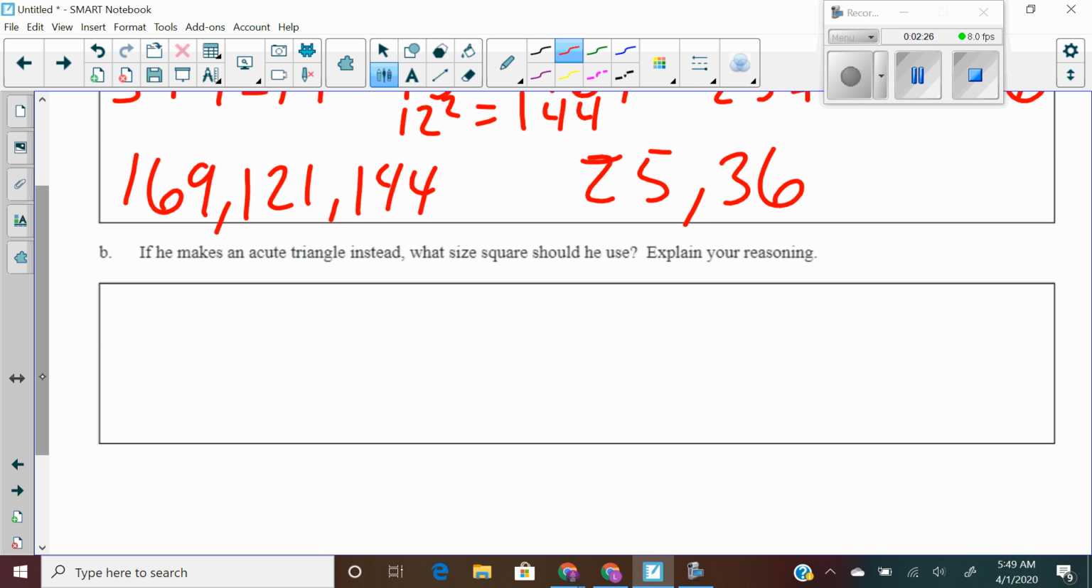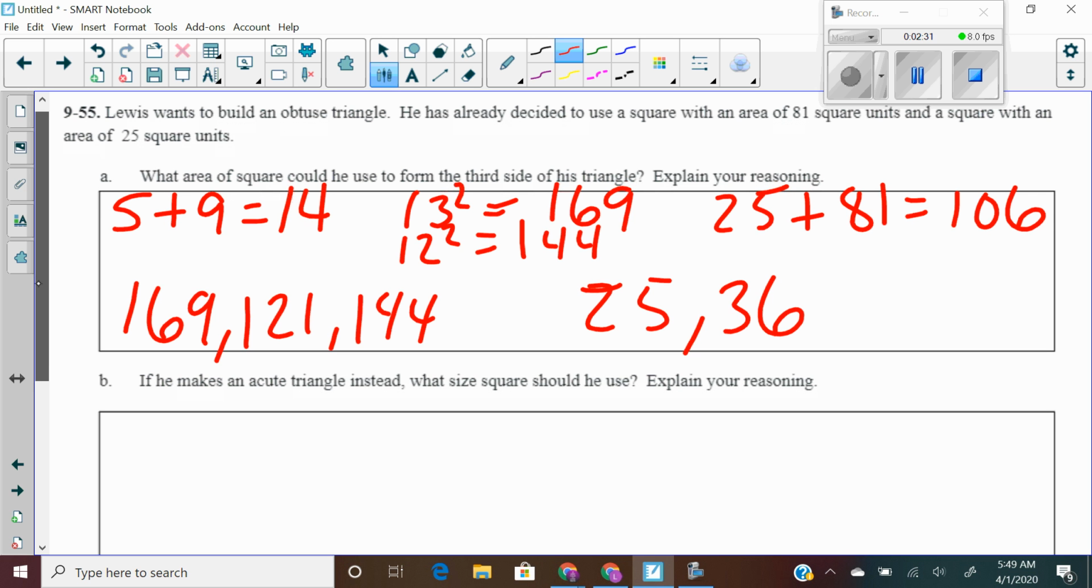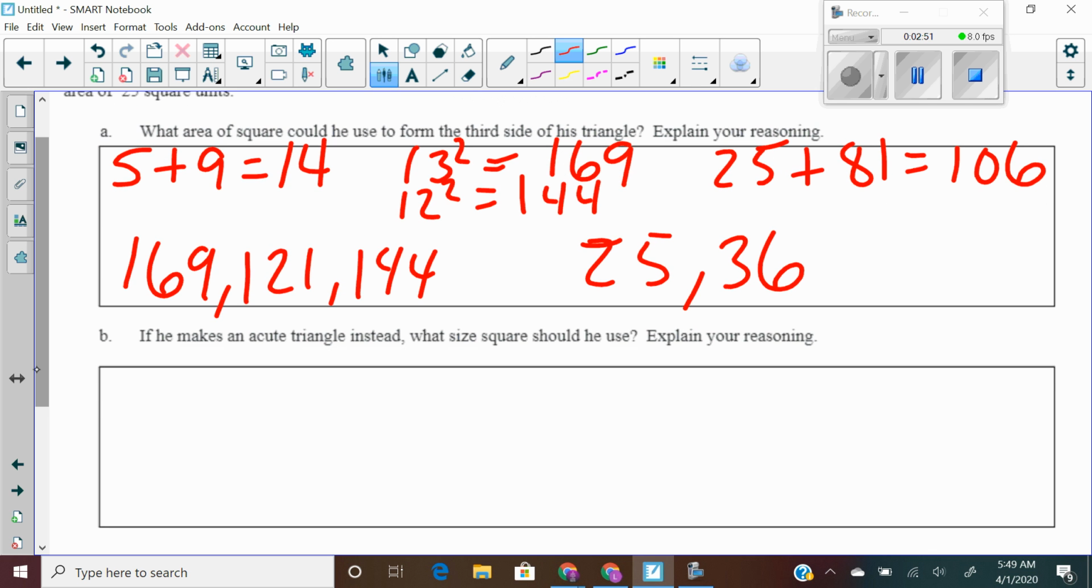So then part B says, if he makes an acute triangle instead, what size should the square be? So as long as the area of the square keeps my side length greater than this time, I can pick numbers that still make it less than 14. So any number between 56 and 106, so my areas have to be 56 to 106.